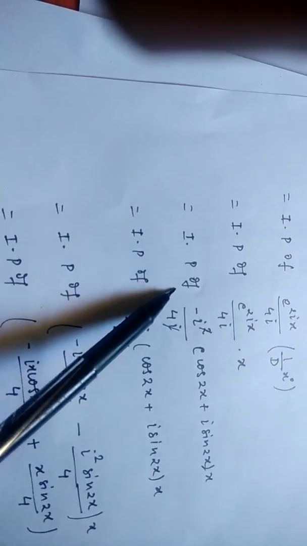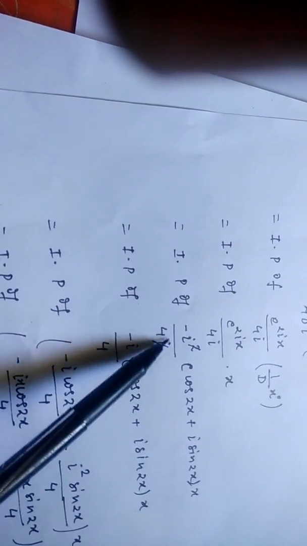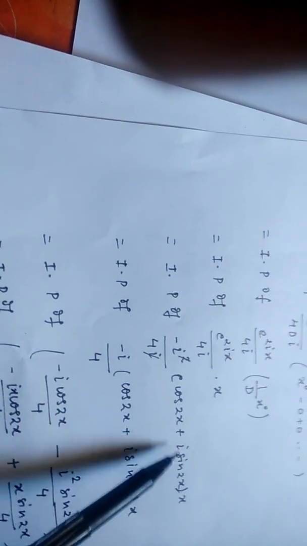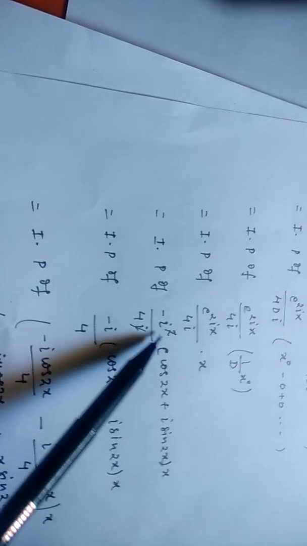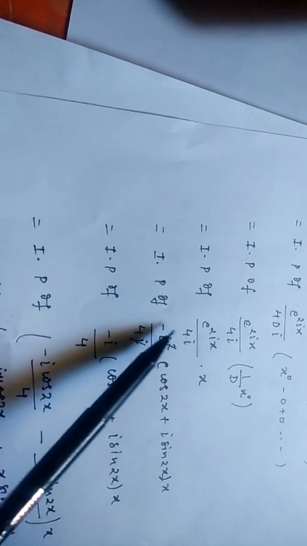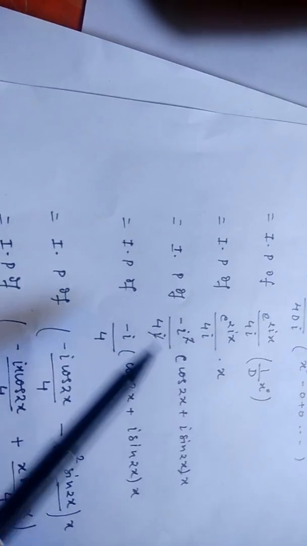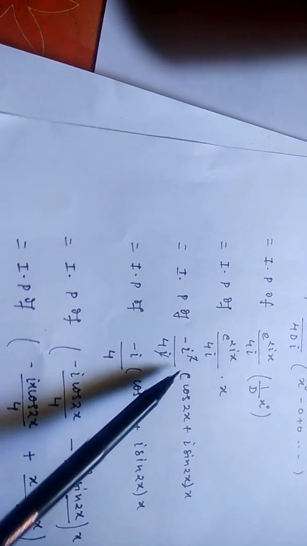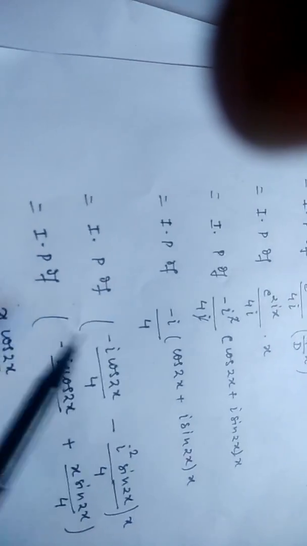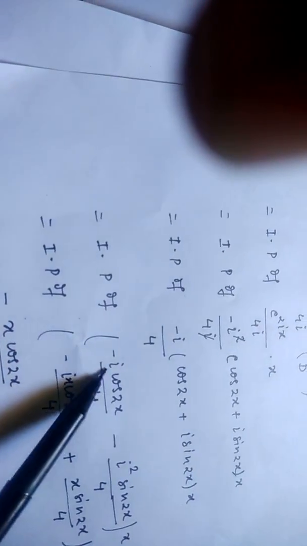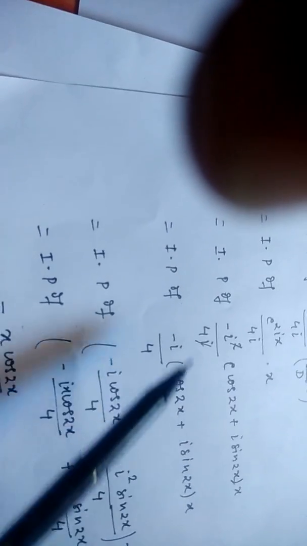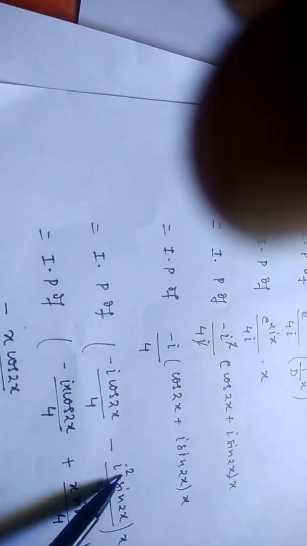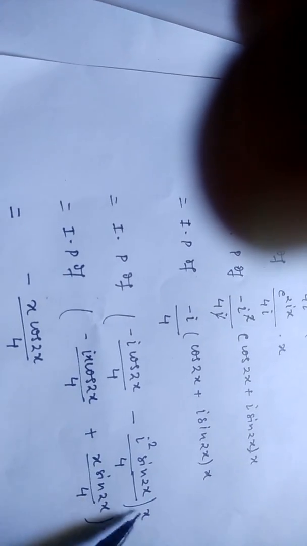Now the imaginary part of minus i squared divided by 4i, cos 2x plus i sin 2x, into x. The minus i square is written here because we have the value plus here, so we write it as minus i square. Now the imaginary part of minus i divided by 4, i is getting cancelled. Now cos 2x plus i sin 2x into x. Now this is equal to the imaginary part of minus i cos 2x divided by 4, then minus i square sin 2x divided by 4, into x.